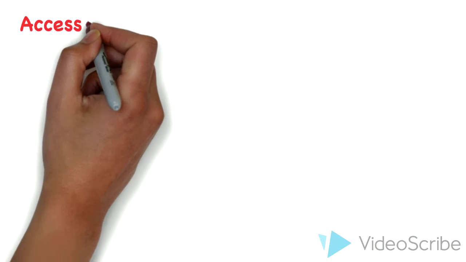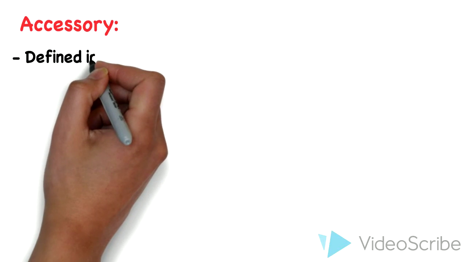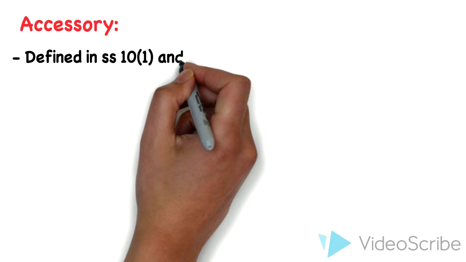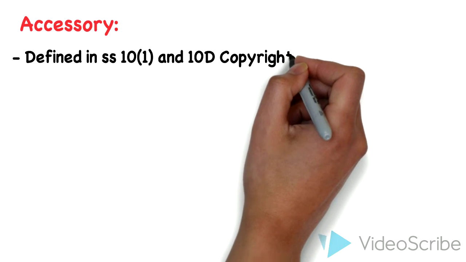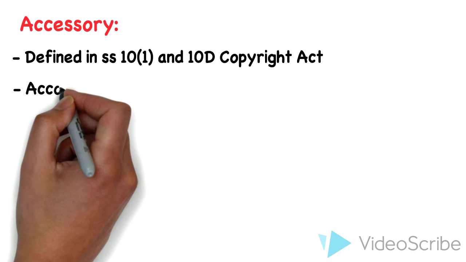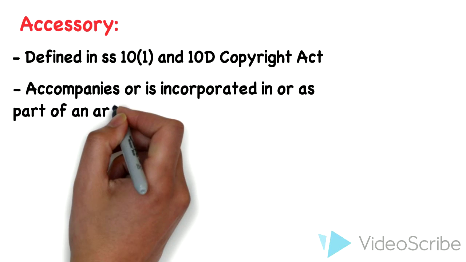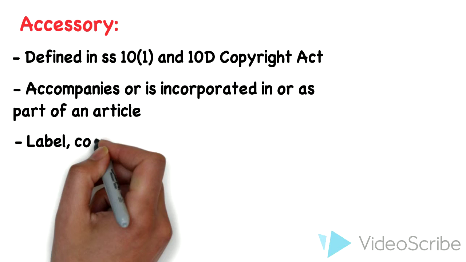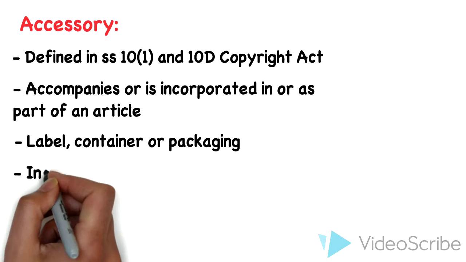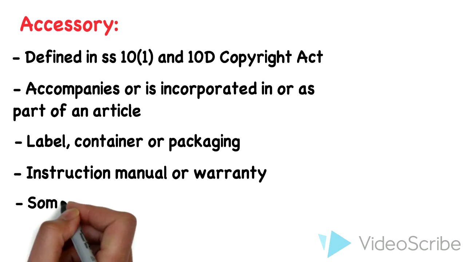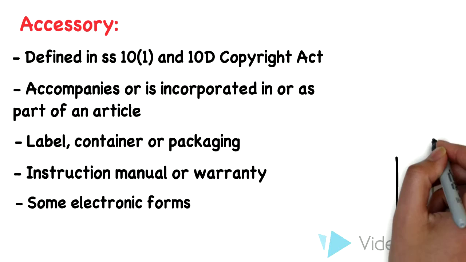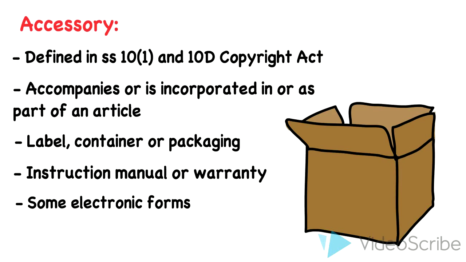Another relevant term is accessory, which is defined in Section 10, subsection 1, and more extensively in Section 10D of the Copyright Act. An accessory is a separate item that often accompanies or is incorporated as part of an article. This can come in the form of a label, container or packaging, instruction manual or warranty, or specific electronic forms as outlined in Section 10D.